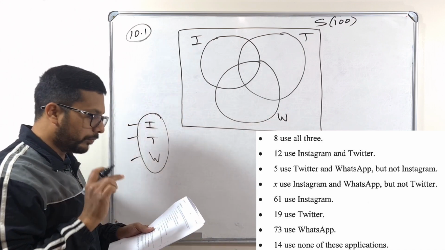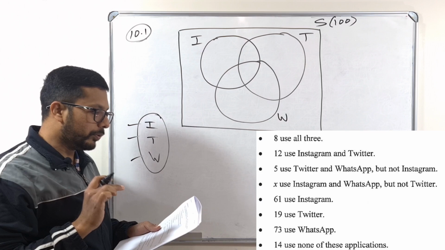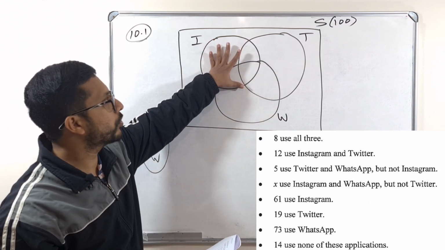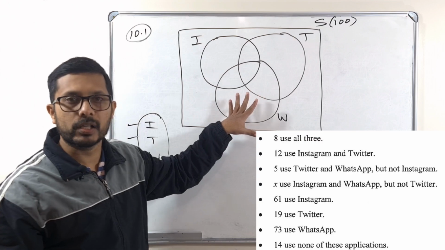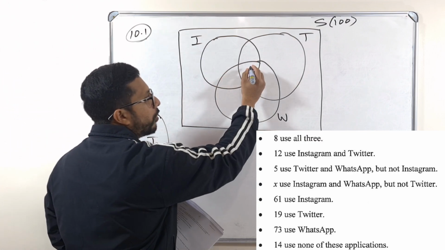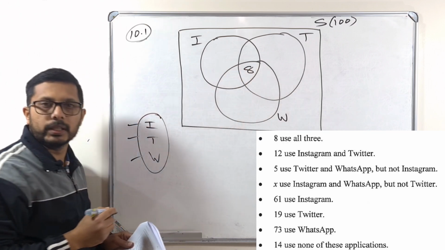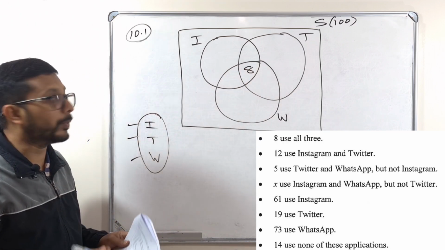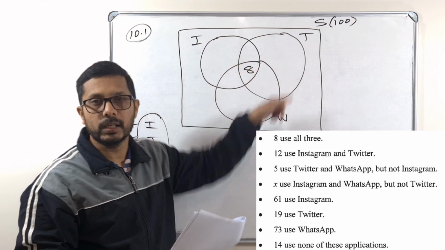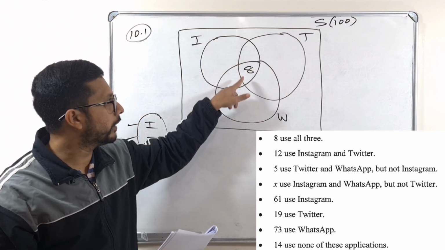Look at the first bullet. 8 use all the three. So it means that 8 use Instagram, Twitter and WhatsApp. Where must I write that 8? Yes, this is the common space for all the three circles. So you have to write that 8 there.